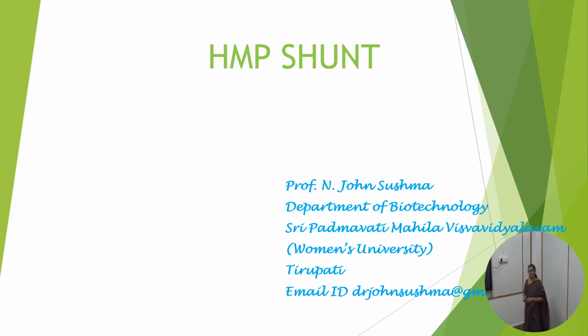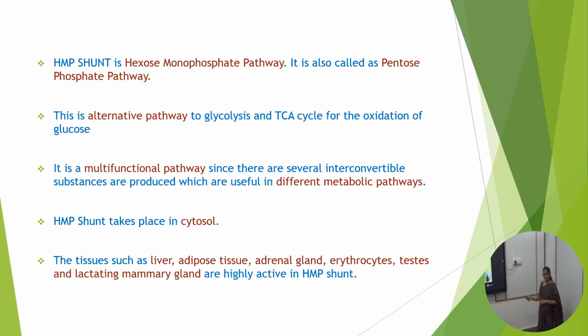Today we will see HMP Shunt. HMP Shunt is hexose monophosphate pathway and it is otherwise called as pentose phosphate pathway. And this is alternative pathway to glycolysis and also TCA cycle. Of course, oxidation of glucose takes place in this pathway also.